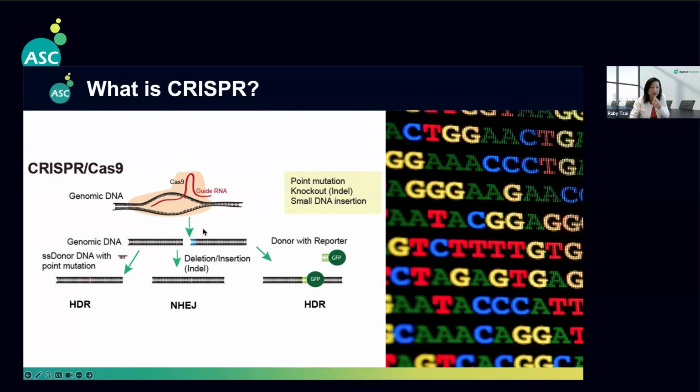However, in the host cells, this pathway, which is called non-homologous end joining, is the major pathway. So that's why knockout is very efficient using CRISPR. And then HDR, homologous recombination, is a very, very rare event. It's 1 in a million. So that's why insertion using CRISPR is not efficient at all.